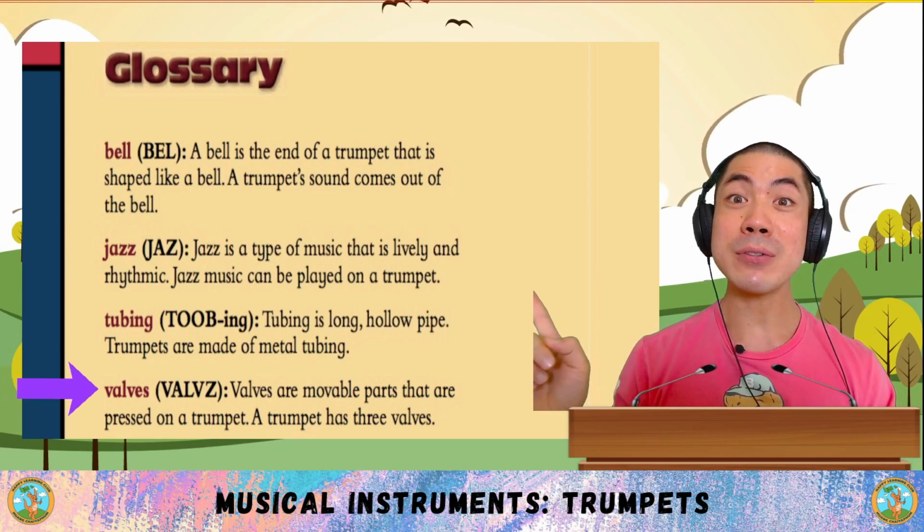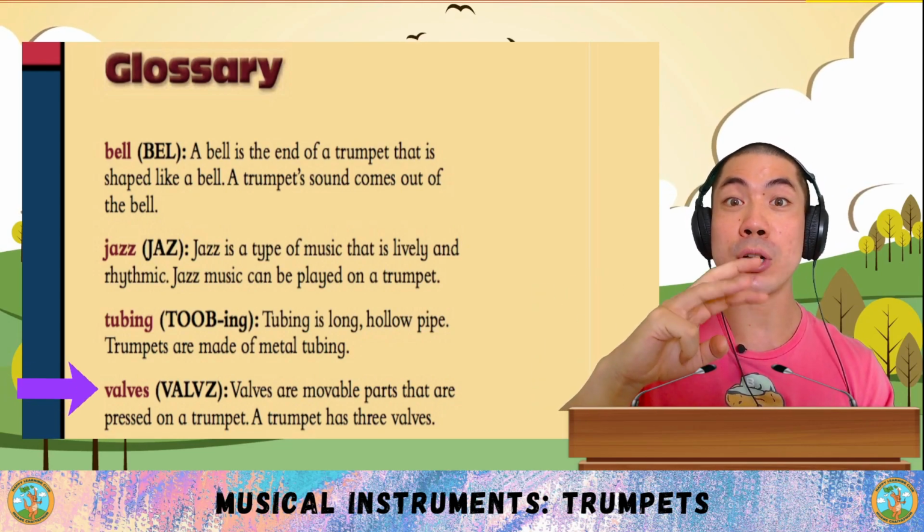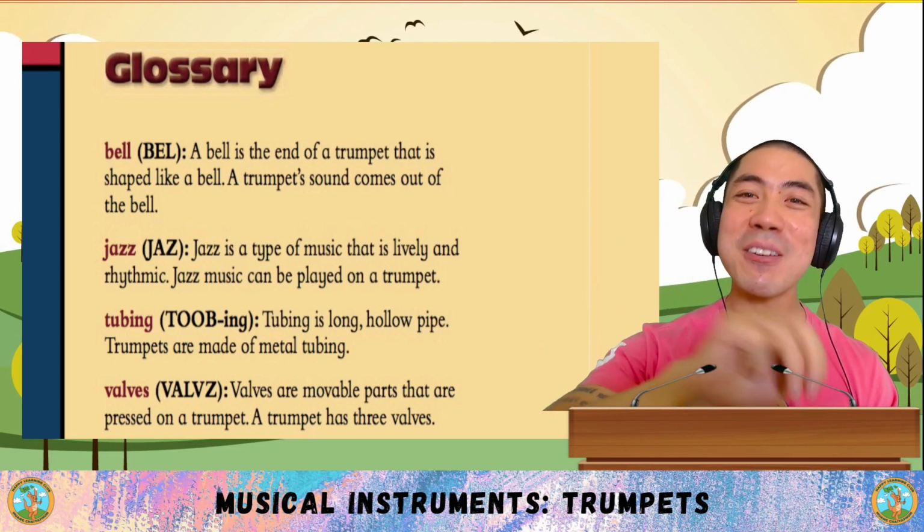And finally, valves are movable parts that are pressed on a trumpet. A trumpet has 3 valves.